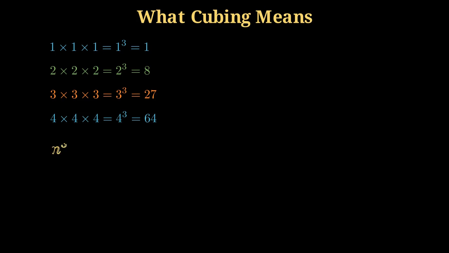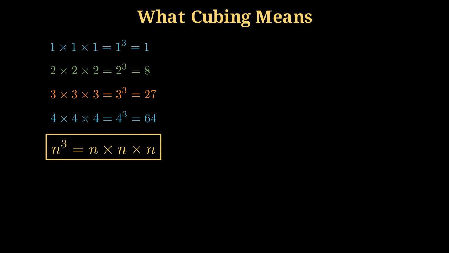See the pattern? The cube of a number is that number multiplied by itself 3 times. In general, n cubed equals n times n times n. That little 3 is called the index, and the whole thing is read as n cubed.